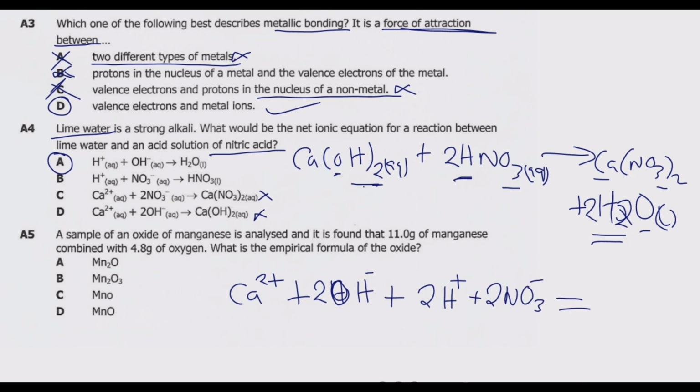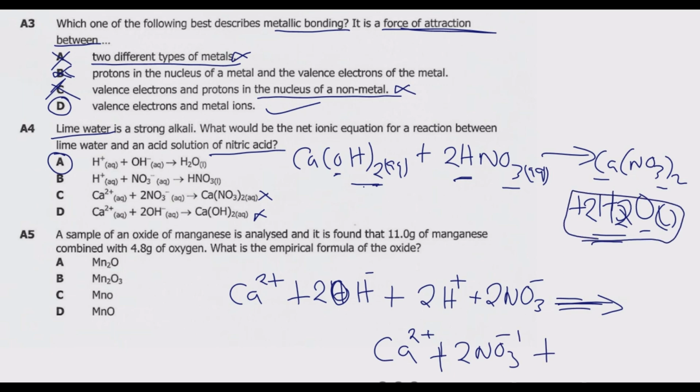Then this gives us the output, which is calcium with positive 2, plus the 2 nitrate with negative, plus this one, which is a 1 because it's a liquid. It has changed, it's a new product, so we have 2 water, liquid, like this.